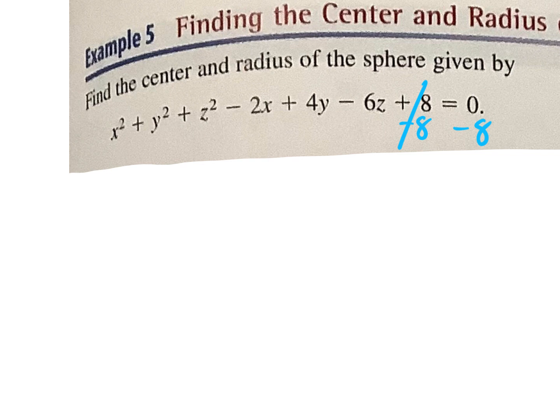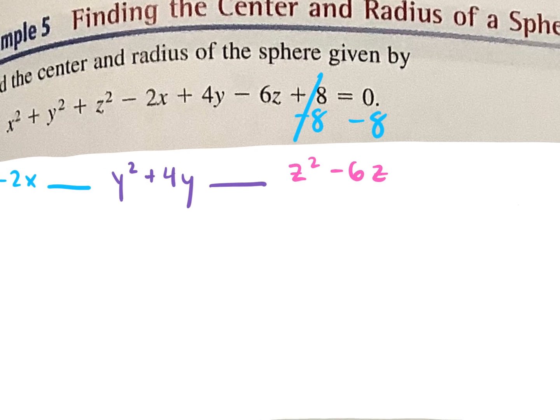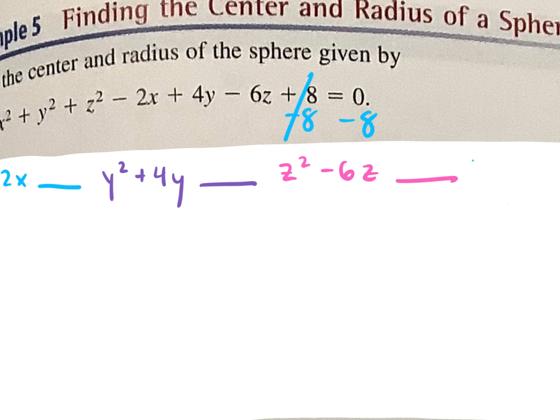I'm going to group my x's together. So I have x squared minus 2x. I'm going to leave a space to complete the square. I have y squared plus 4y. Leave a space to complete the square. Z squared minus 6z. Leave a space. And it's equal to negative 8.